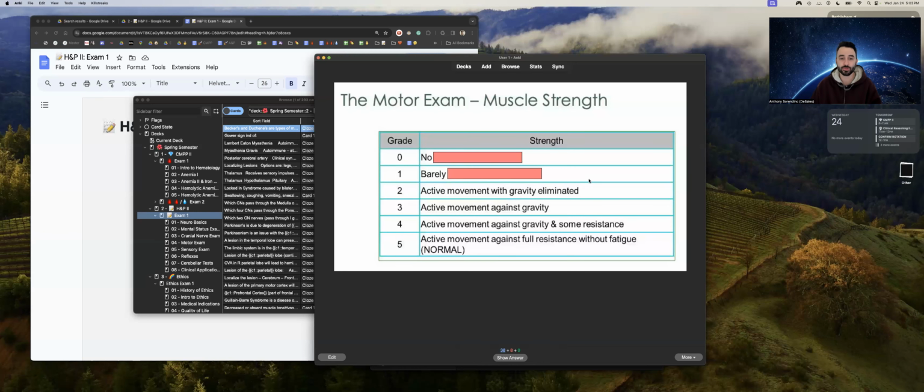The motor exam muscle strength. No, so 0 is, I don't know, movement, no strength. And 1 is, okay, so 0 is no muscular contraction. 1 is barely detectable contraction. All right, we'll come back to that. It's good to know the low ones, obviously, too, and then the 5, and then you kind of work it in the middle.